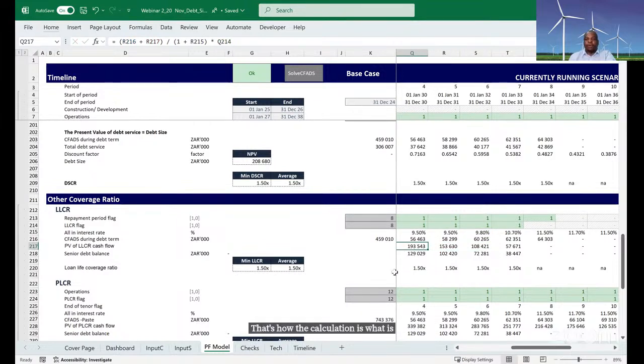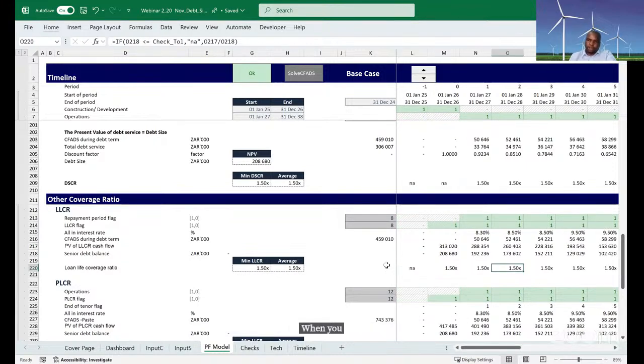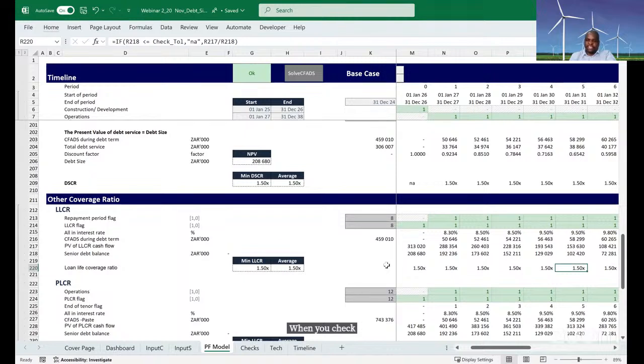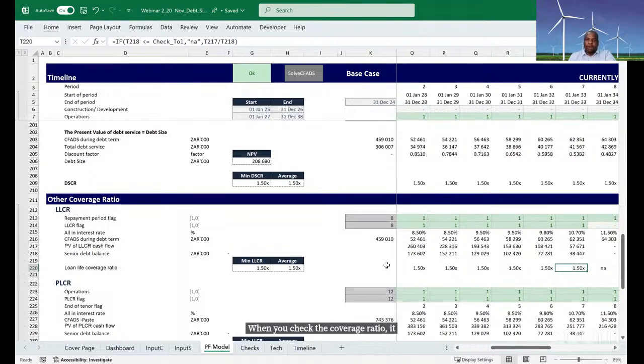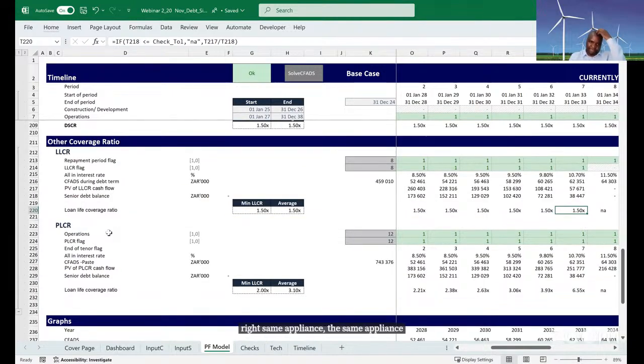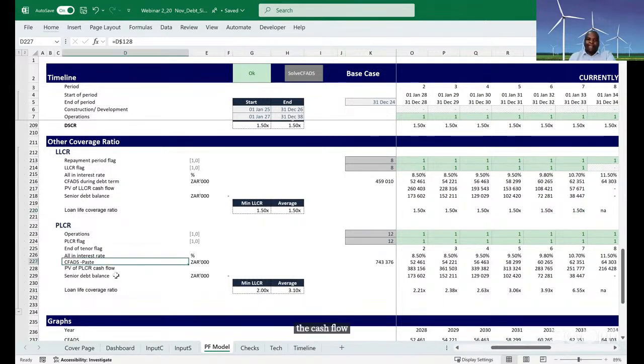It's going backward. But when you check the coverage ratio, it remains constant, right? Same applies, it's the same calculation with the LLCR. It's not with the PLCR. The PLCR, we are now just taking the cash flow over the entire project life.